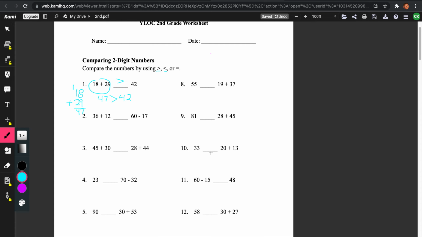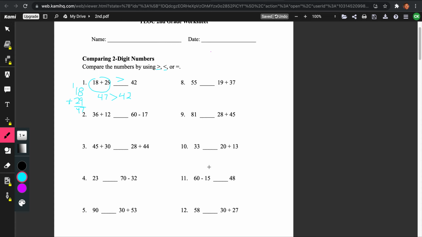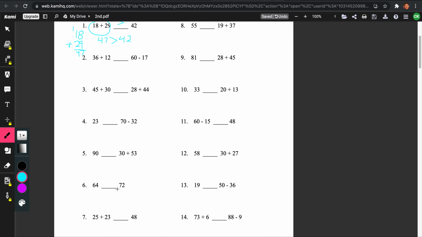Okay, let's try question number 6. So 64 and 72. So what you see is 64 and 72. What you would first do is look at the ones place. I mean the tens place, sorry. You first look at the tens place, not the ones, tens. And if you see that the tens place is larger than the other tens place, then you know it's gonna be greater than or less than. So in this situation, 64, you see the tens place is 6. And since 6 is less than 7, that means it's gonna be less than.